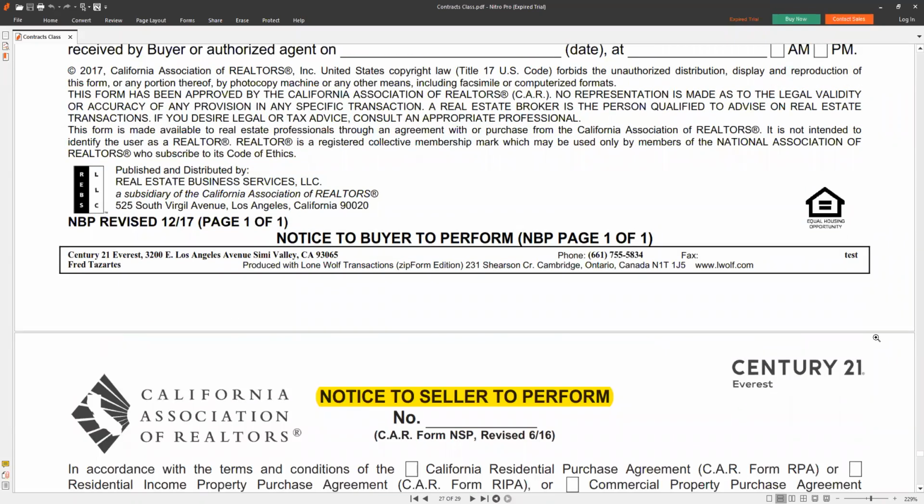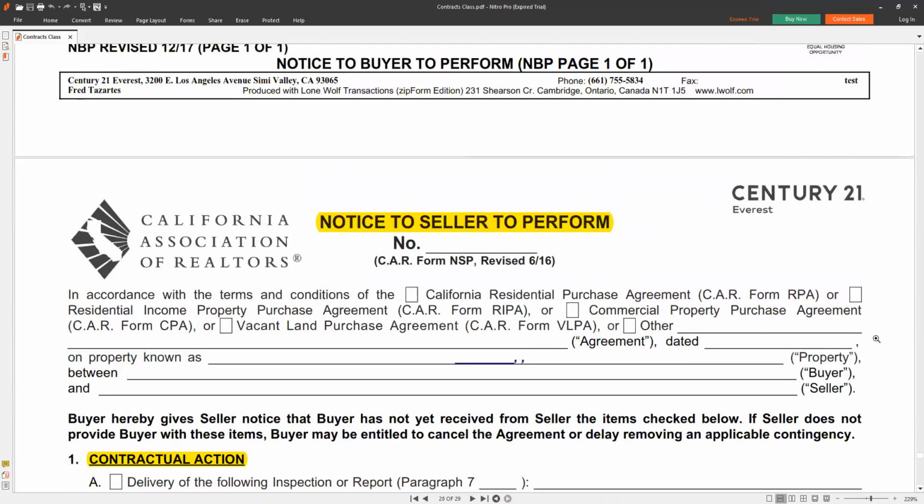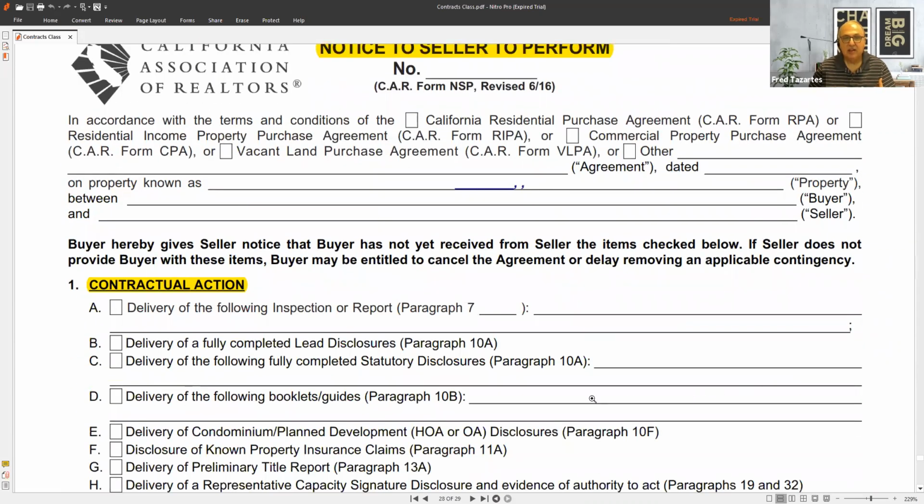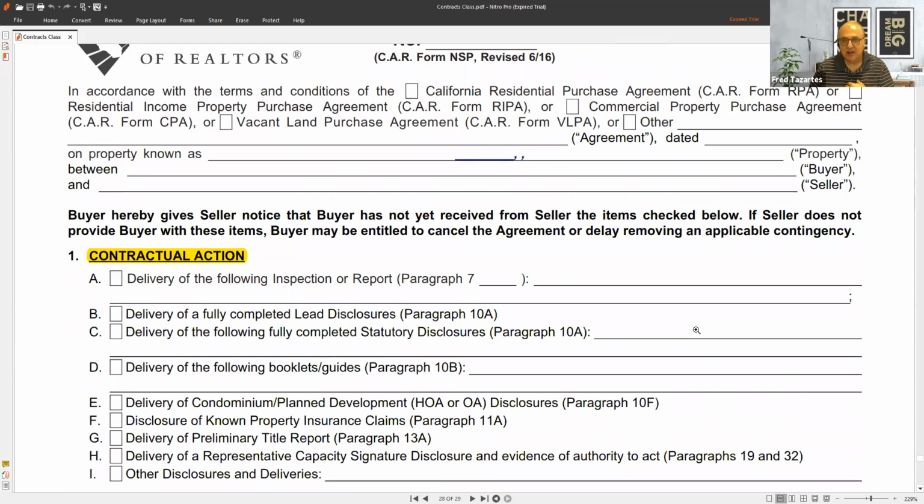Now it's the seller's choice to give a notice to perform. Me as a buyer, I'm supposed to get my reports in 7 days. My disclosures. Did I get my disclosures in 7 days? No. Then you still have your 17 days inspection. So if they're taking 7, 8, 9, 10, you still have 17. So you just lowered the amount of time you have to review your disclosures.